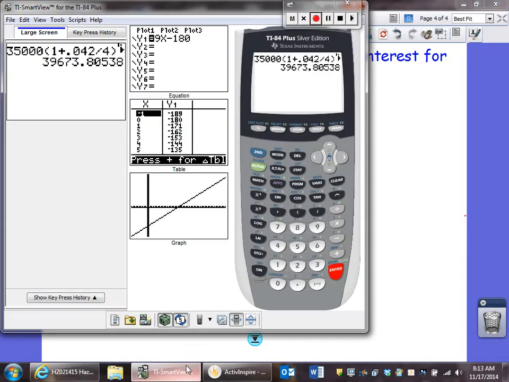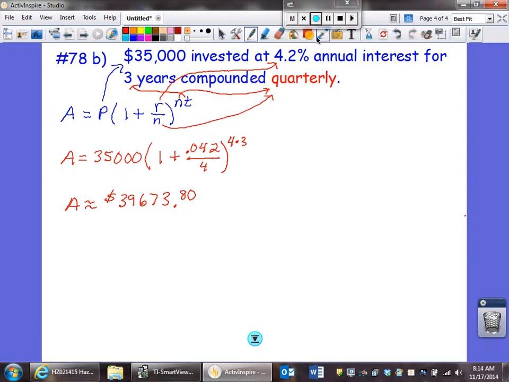I'm going to check that one more time just to make sure I wrote that. $673.81 technically. The 5 bumps the 0 up to a 1. So $673.81. I'm going to back this up and put a 1 here. This is our money. This is how much money we will have after we invest that $35,000, leave it in the bank for 3 years, compounded quarterly with a 4.2% interest rate. It is going to be a total of $39,673.81. And that completes our homework for lesson 5.2.